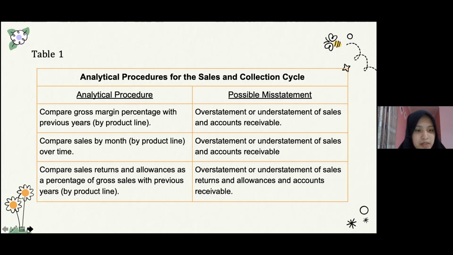Next, compare sales by month, by product line over time. The misstatement possibility is overstatement or understatement of sales and accounts receivable. And next, compare sales returns and allowances as a percentage of gross sales with previous years, by product line, with the possible misstatement being overstatement or understatement of sales returns and allowances and accounts receivable.